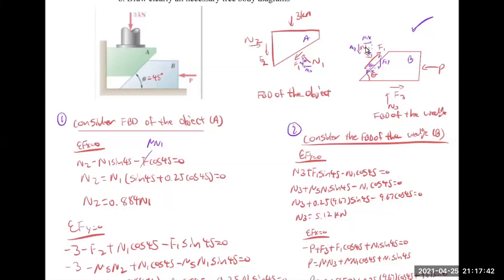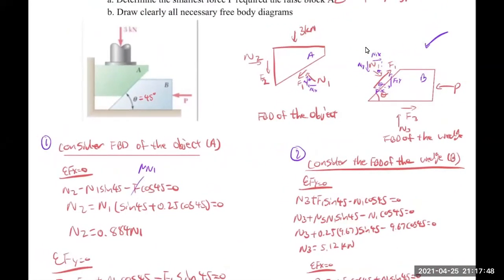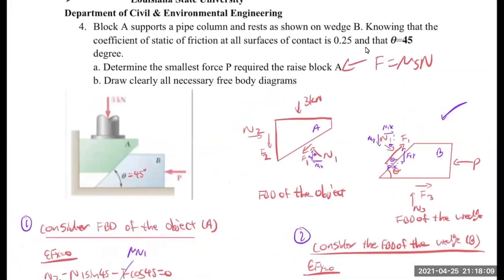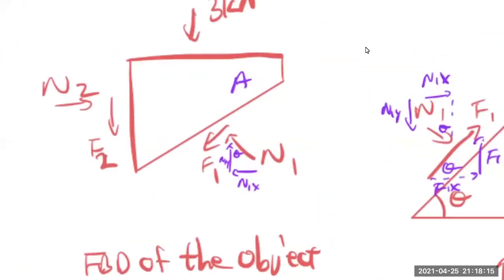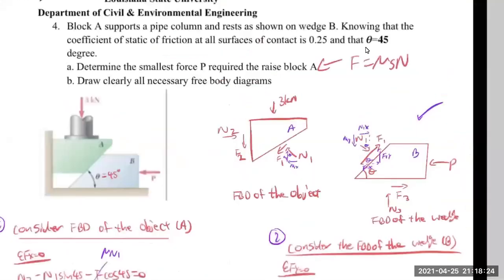Okay, so first, I do the summation of the forces in the x direction for the wedge A, which is the object, and then we know that in the x direction I have this N2, okay, which is going to the right, and then minus N1 sine 45 because that will be the N1x right here, as you can see. All right, and then minus the F cosine 45, which is right here. So this would be the F1x, right? And this would be the F1y, right? And then the theta is right here. So that's why I consider F1 cosine of 45.